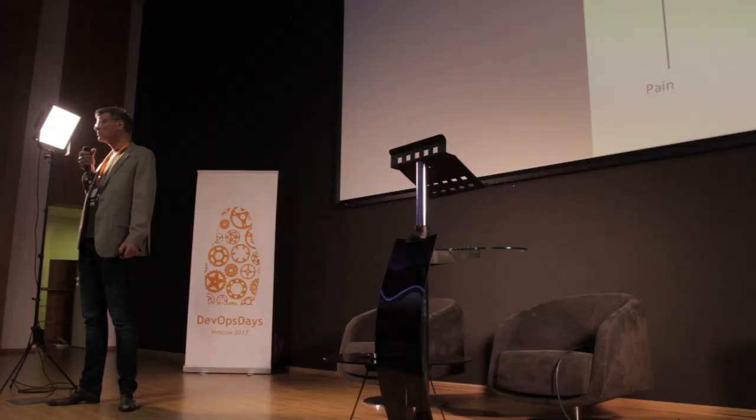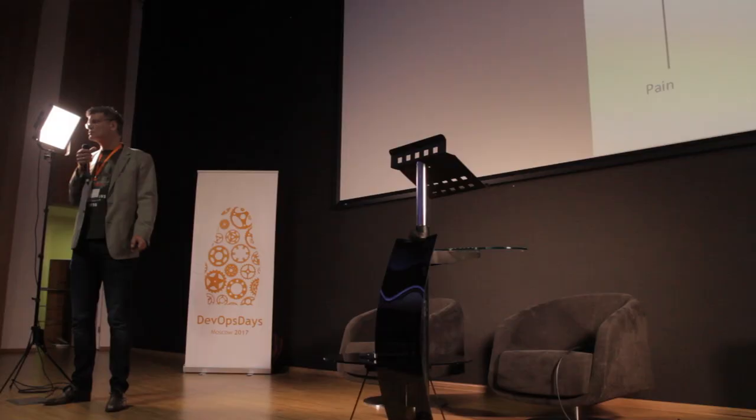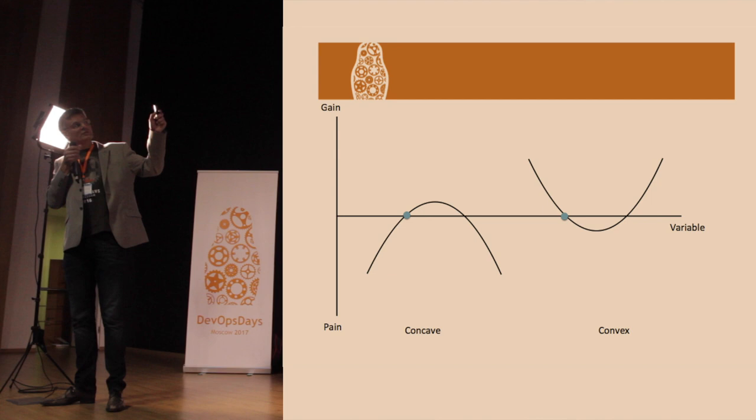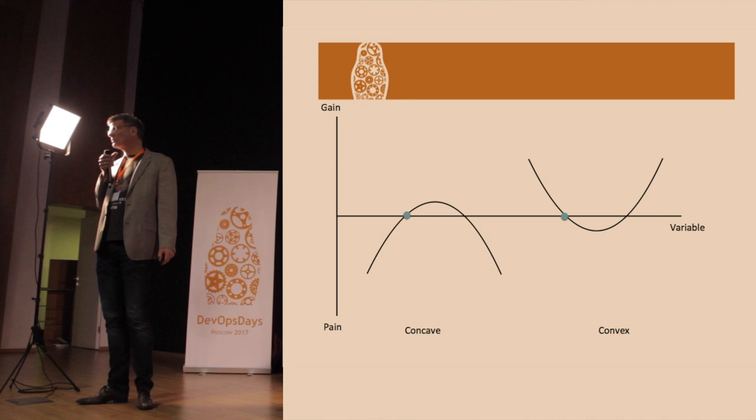It accelerates towards gain. But the only problem is, of course, you don't know where you are. There are two blue dots, but you could be on the right side, you could be on the left side, you don't know. The left graph is what you call concave, and the right one is what you call convex. So you could be here or you could be there.